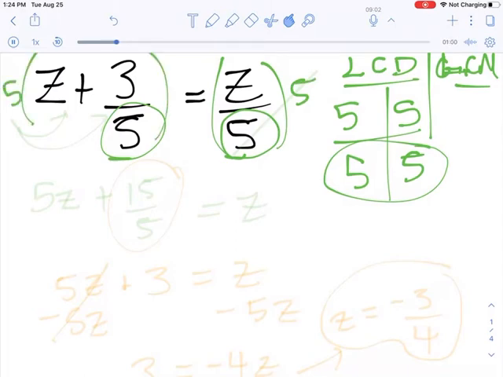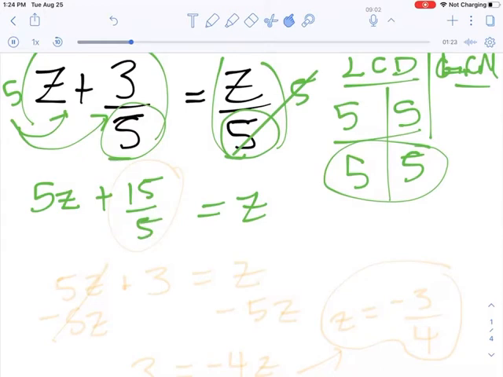On this side, these 5s are just going to cancel, and I'm going to be left with z over here. However, on this side, the 5 actually has to be distributed everywhere. Otherwise, you're going to get in trouble. So we have 5 times z, which is going to give me 5z. And then 5 times 3/5 is 15/5. Just so we can clean some things up, 15/5 is equal to 3. Some of you probably automatically did that in your head, which is fine.